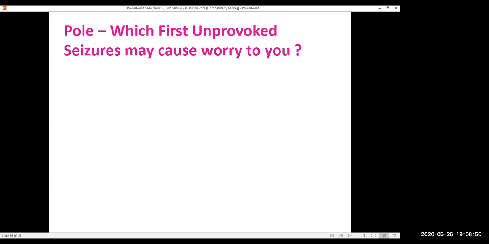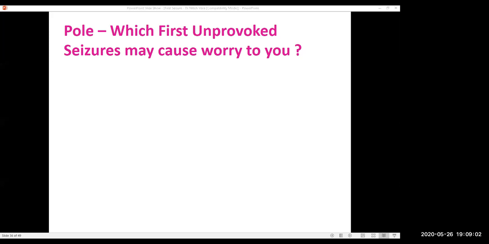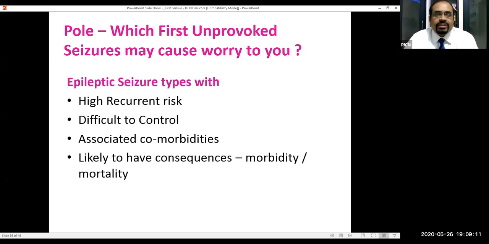Yes, I think most of this, all of the above, and there are some concerns for specific persons. It depends on expertise and where you're working. But I totally agree that all of the above is worrying. And if I translate here, an epileptic seizure type with high recurrence risk, difficult to control, associated comorbidities, or associated mortality will be worrying you.